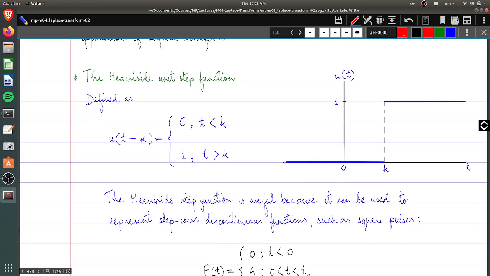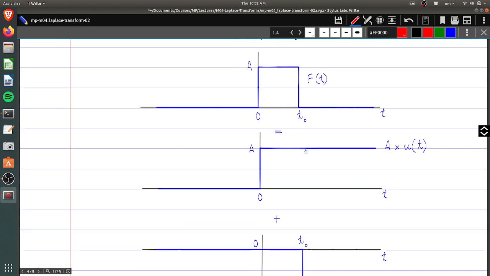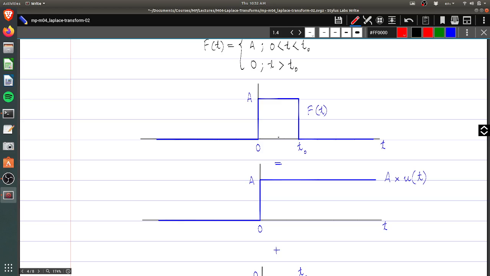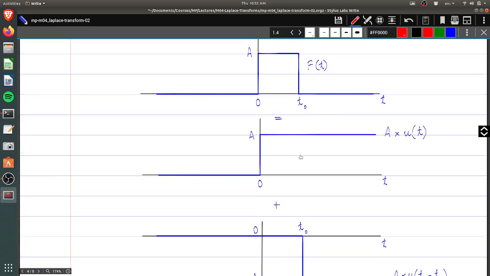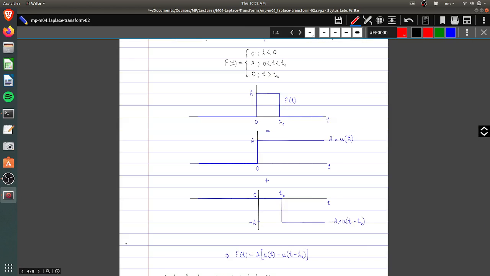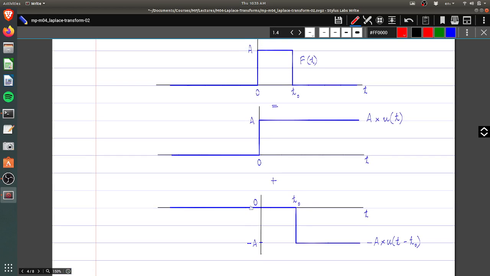Remember, a Heaviside step function just looks like a step like this. So I can use two Heaviside step functions to represent a square pulse. So consider these two cases. Let me reduce the size a little bit. So consider these two step functions. This is also a unit step function, and this is also a unit step function.